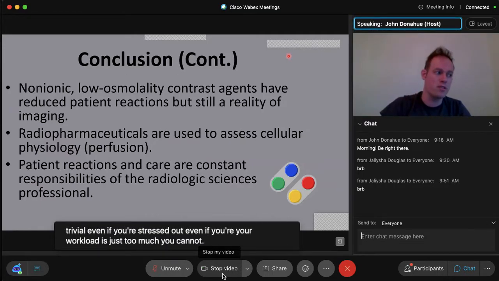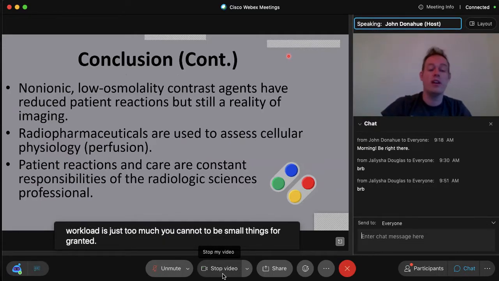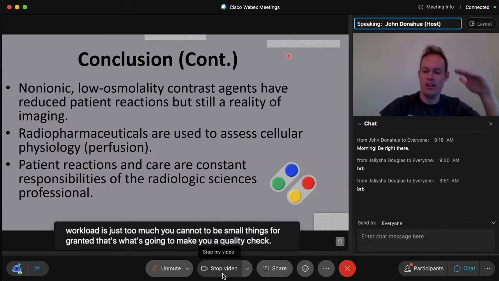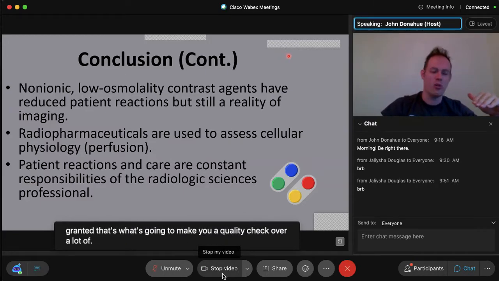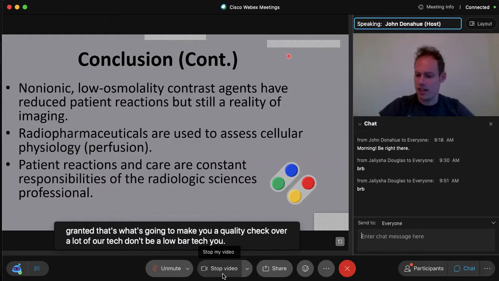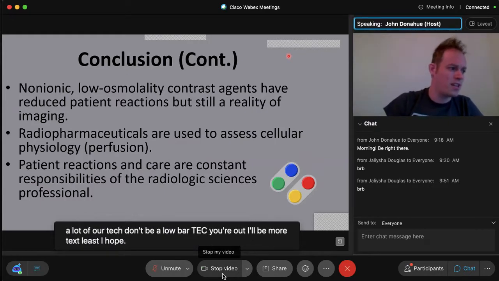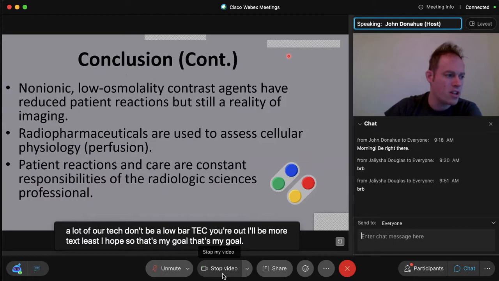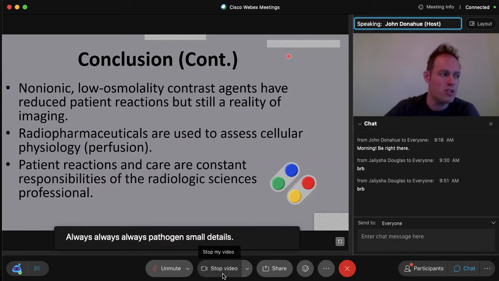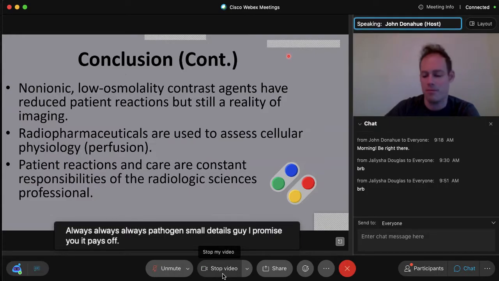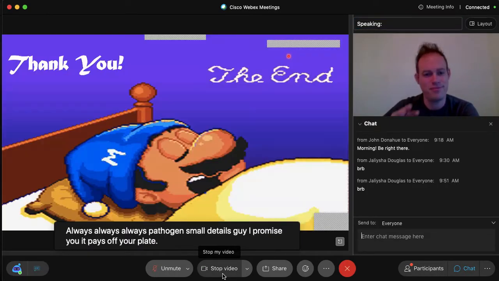You cannot take these small things for granted, and that's what's going to make you a quality tech over a low bar tech. And don't be a low bar tech. You're all going to be high bar techs. At least I hope so. That's my goal. So always pay attention to the small details, guys. I promise you it pays off.